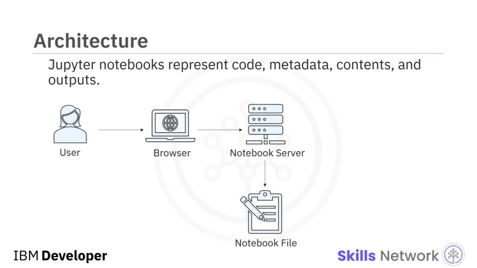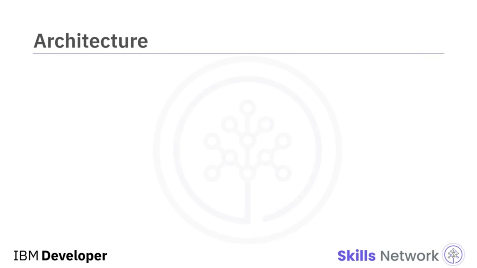The notebook server is responsible for saving and loading the notebooks, and the kernel executes the cells of code contained in the notebook when the user runs them. The Jupyter architecture uses the NB-convert tool to convert files to other formats.